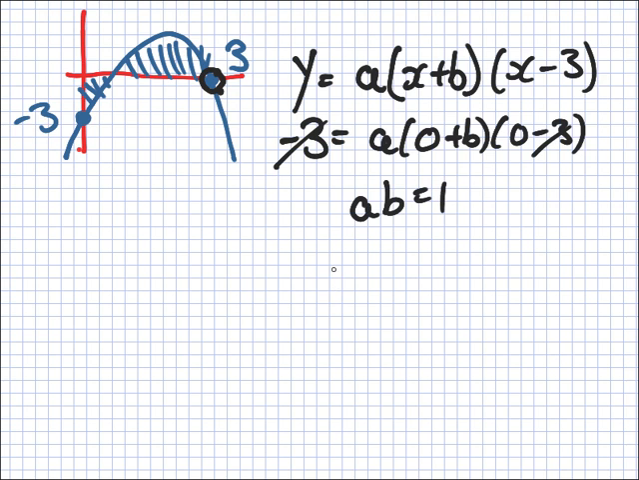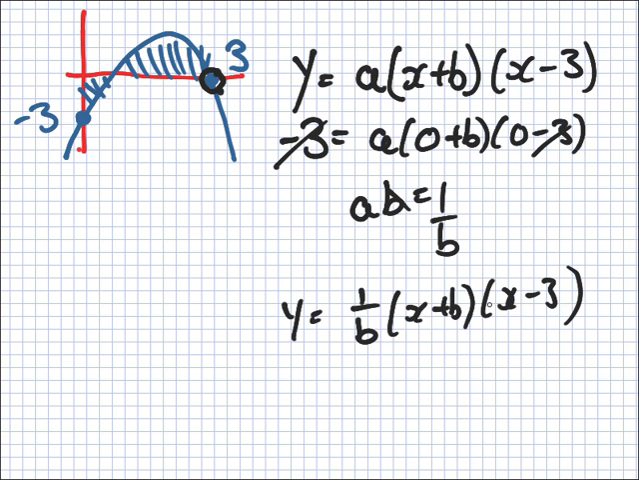Now flow backwards and put it in. So do we replace the a or do we replace the b? Same thing. Would one be any easier than the other? A would be easier. Yeah, I kind of think so. Replace the a with a is 1 over b. So now my quadratic becomes y equals 1 over b times (x plus b) times (x minus 3). Well, I'm in a very good situation. I only have one constant left to find, which is the b.